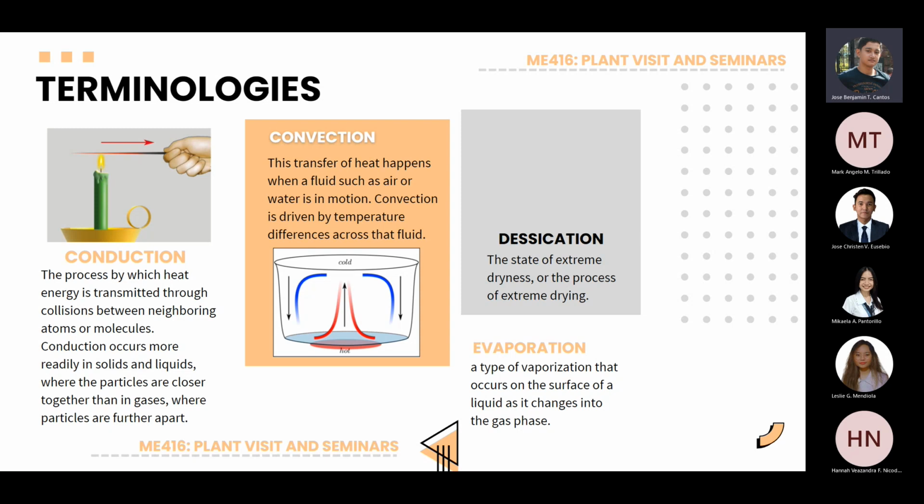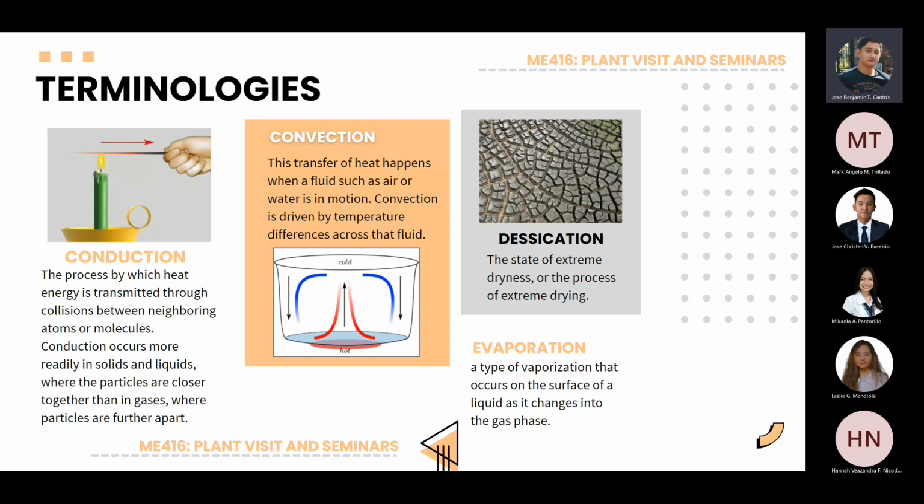Convection is this transfer of heat happens when a fluid such as air or water is in motion. Convection is driven by temperature differences across that fluid. So convection po, nangyayari naman po siya usually sa mga fluids or sa air na gumagalaw. Desiccation, the state of extreme dryness or the process of extreme drying. Evaporation, a type of vaporization that occurs on the surface of a liquid as it changes into the gas phase.